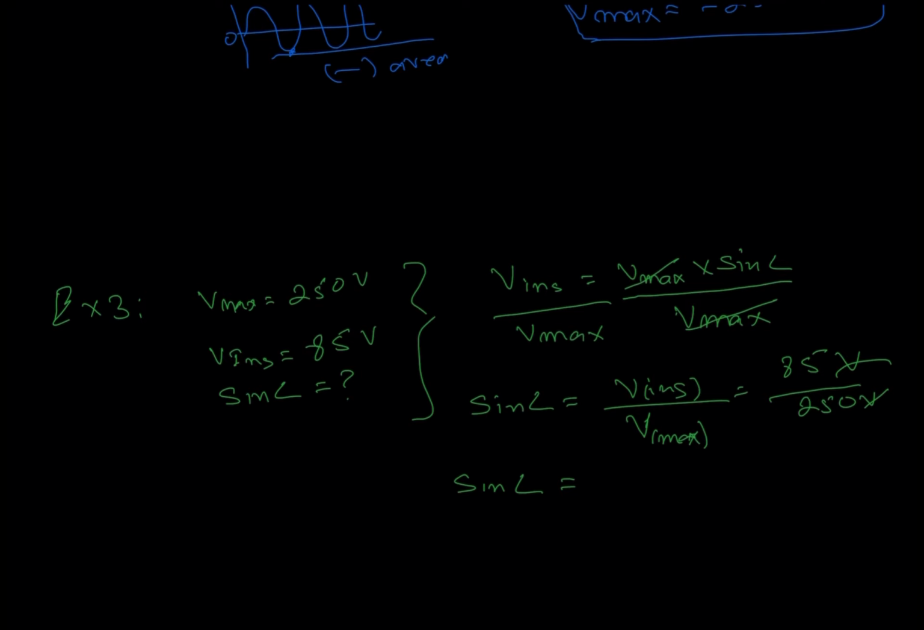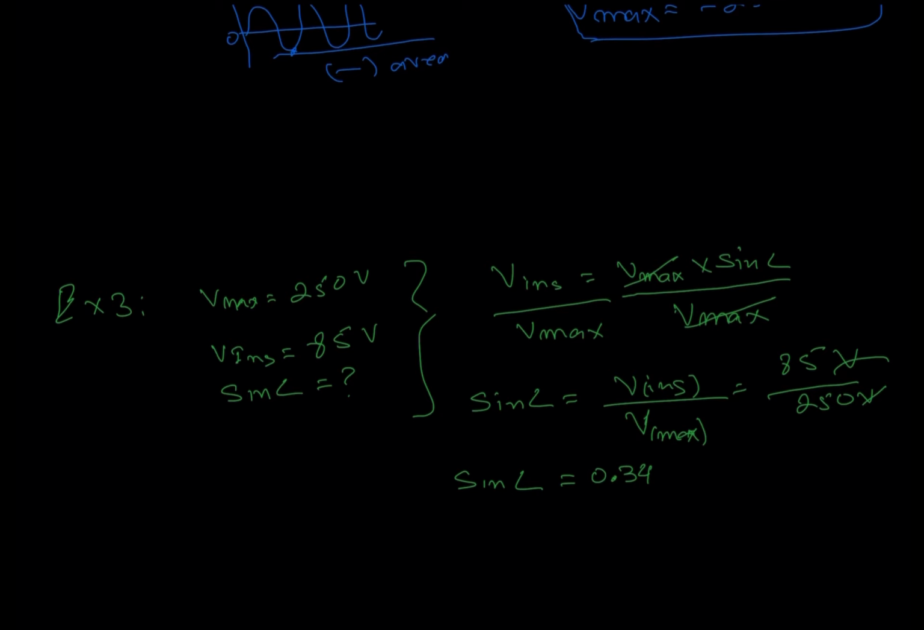85 divided by 250 will give us 0.34. Now to find this angle, we have to take the inverse sine of this number. That means in your calculator, if you're using an fx-115ES Plus, that's what I'm using currently, a scientific calculator. Before using the calculator, we have to see what we are dealing with. Since we are asked to find the degree, our calculator should be in degree mode, not in radian mode. Otherwise, it'll give you the wrong answer.